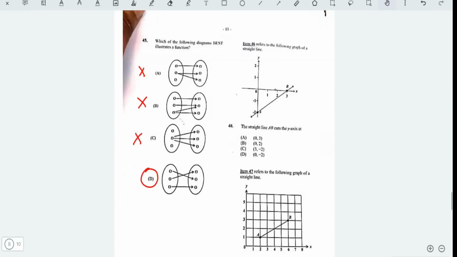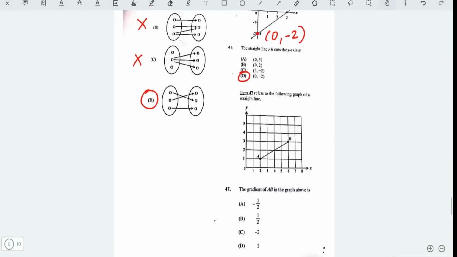Okay, question 46. The straight line AB cuts the y-axis at. The y-axis is right here. That's when x is 0, the y is -2. That's 0, -2. That's option D.